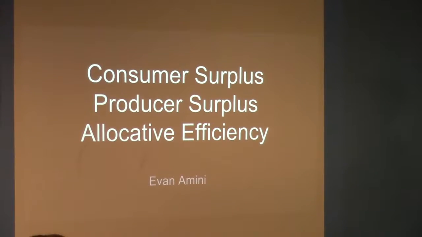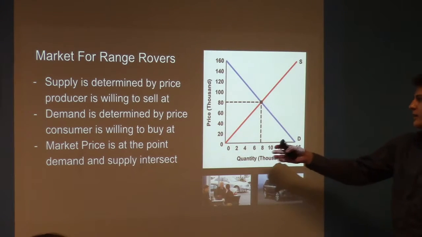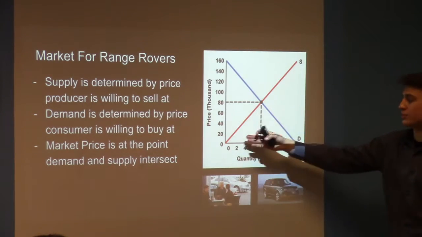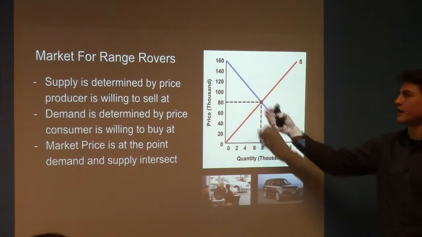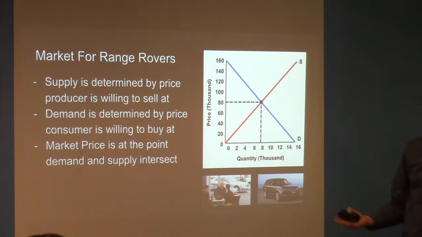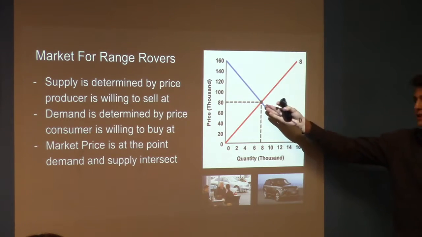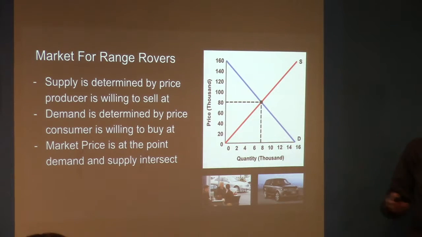Producer surplus and allocative efficiency. So, some basic key economic concepts. Everyone should understand that as price increases, supply will increase, and as price decreases, demand will increase. So the basic supply-demand curve, and then market price is set at the equilibrium point where the two intersect.